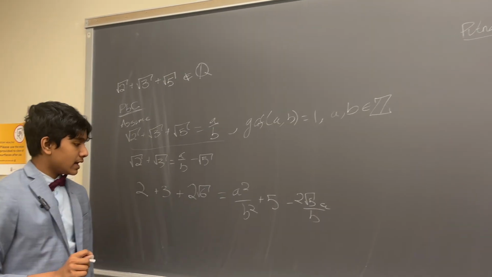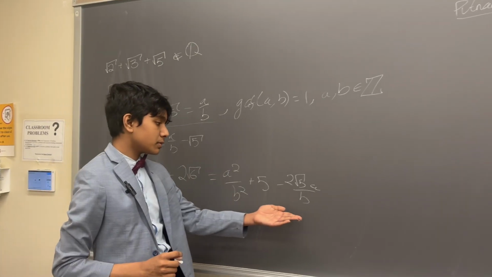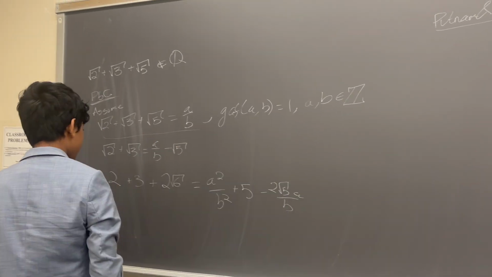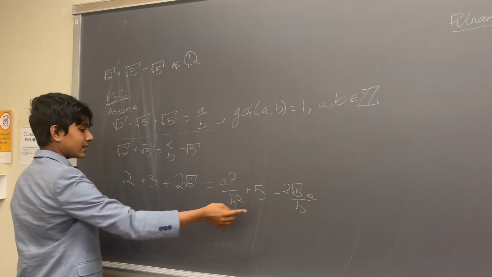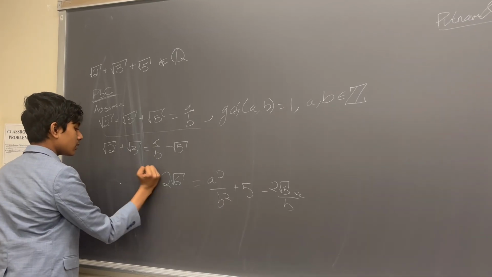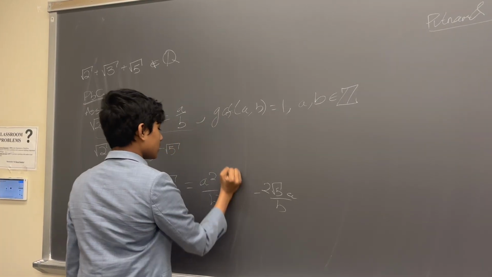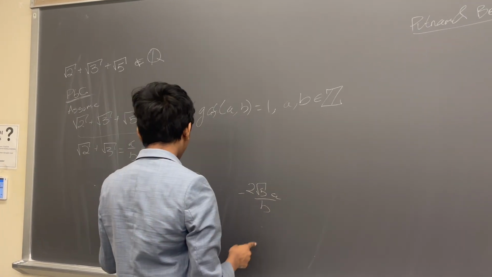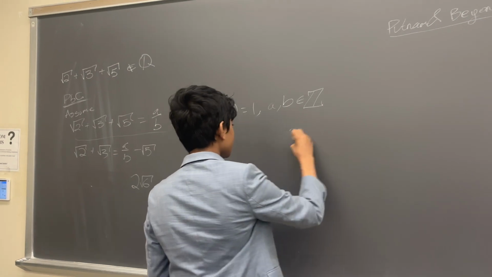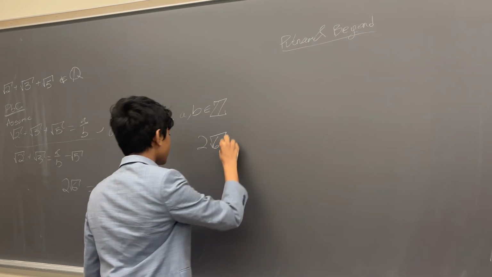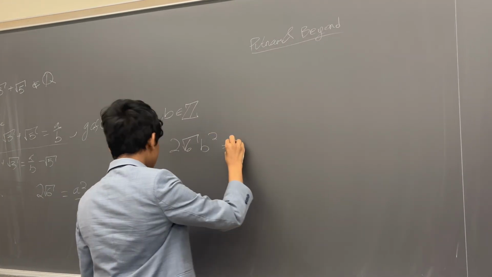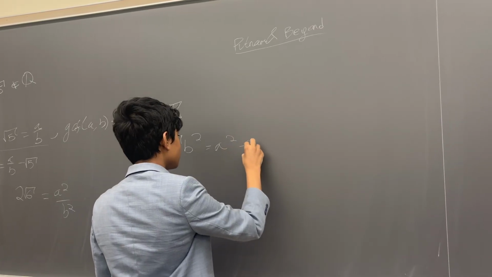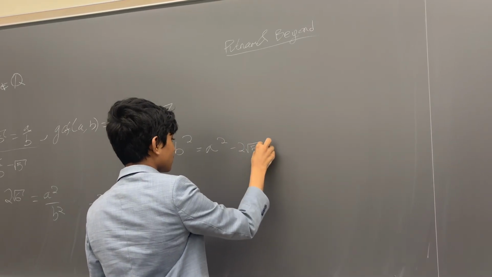And now we're able to multiply both sides here by b squared. But first you might notice this is 5, and that's also 5. So we cancel them out. Now we multiply both sides by b squared. And we get 2 rad 6 b squared is equal to a squared minus 2 rad 5 a b.